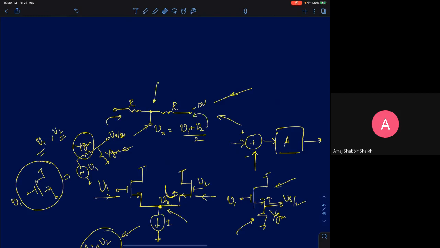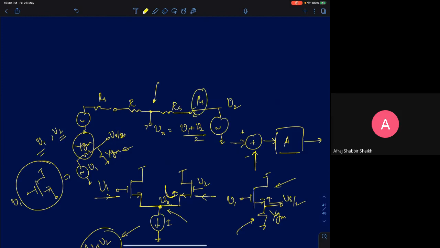Because you are drawing some current from V1 and V2, what will happen if V1 and V2 have finite source resistances? That will also have some impact. If V1 has RS1 and V2 has RS2, the voltage at the center will not be equal to V1 plus V2 by 2. It will be equal to V1 plus V2 by 2 if RS1 is equal to RS2. Even if source resistances are the same, then it will be equal. But if source resistances are different, then it will not be equal to V1 plus V2 by 2.